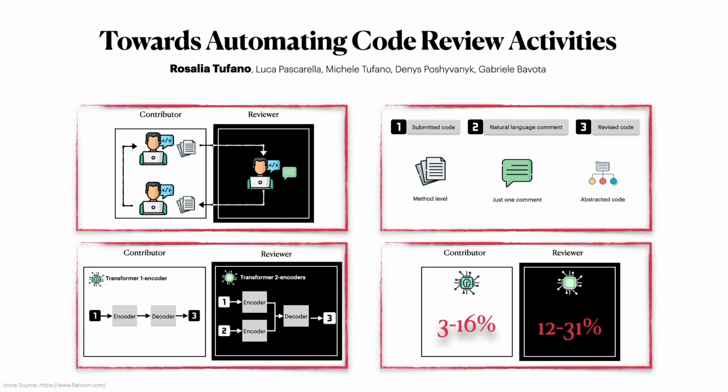Thus, while achieving some promising results, it is clear that there is still a long way to go to automate code review related tasks, and we are now investigating how to improve performance using pre-trained deep learning models and a larger dataset that we're building.